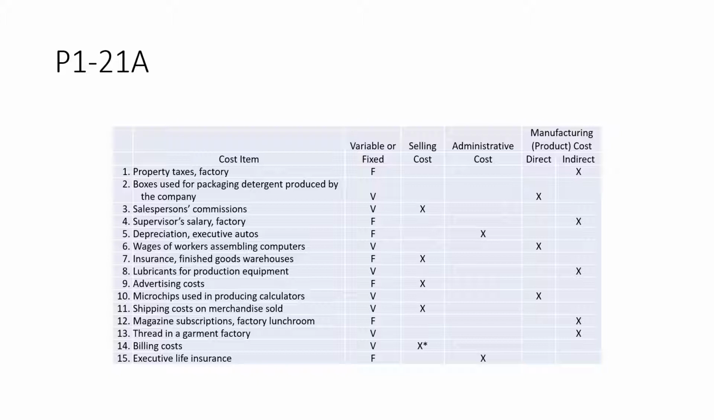Billing costs. Now you'll see this little asterisk there. That just means it could be put into another category. It could be considered administrative maybe. But it is variable based on how much you sell. You could put it in selling or administrative, so you're not locked in there.